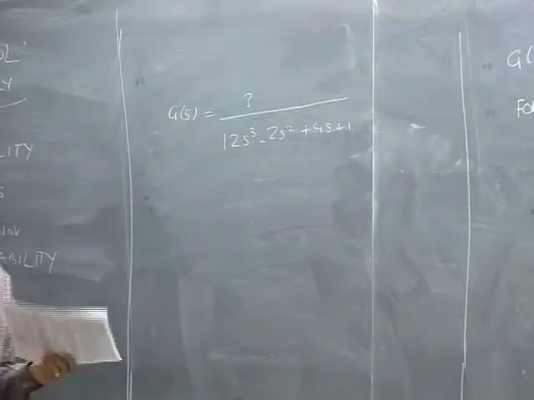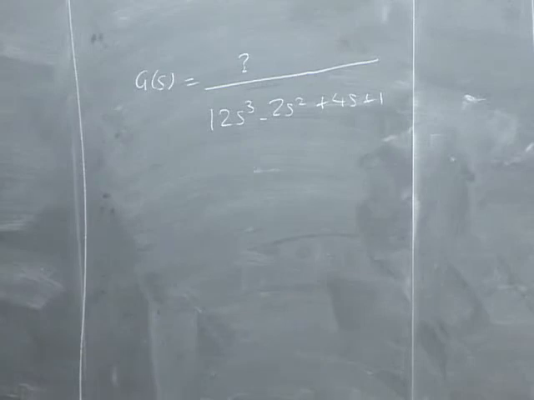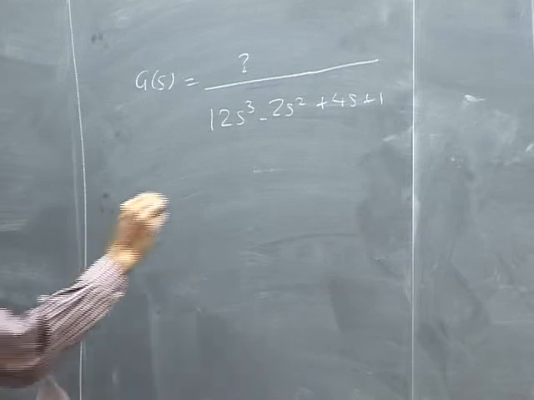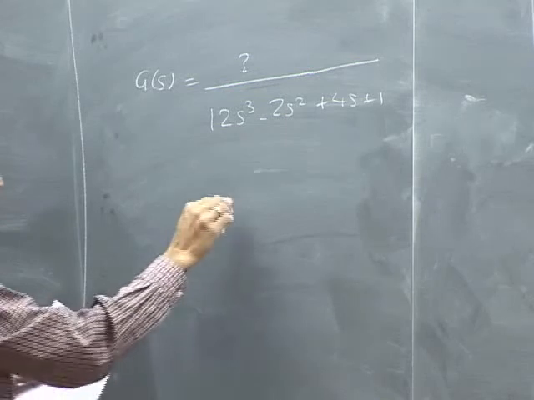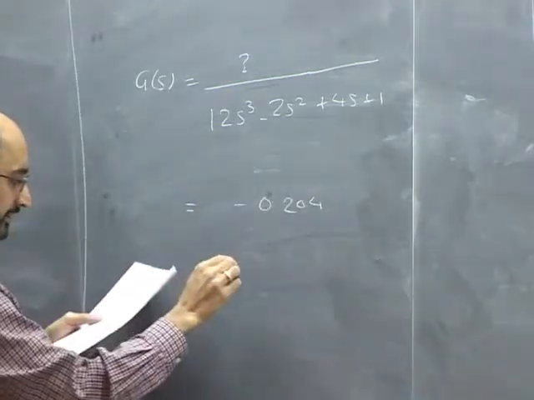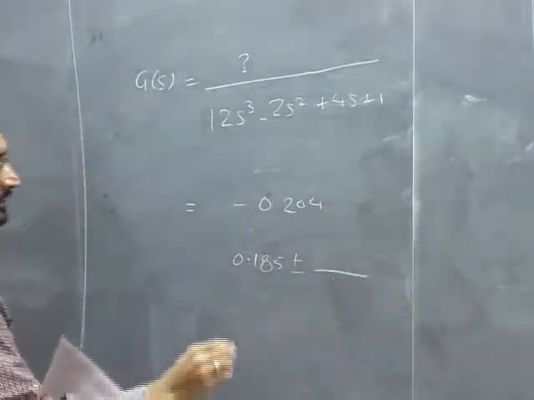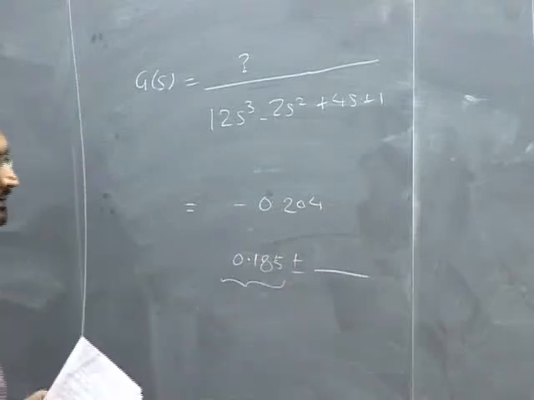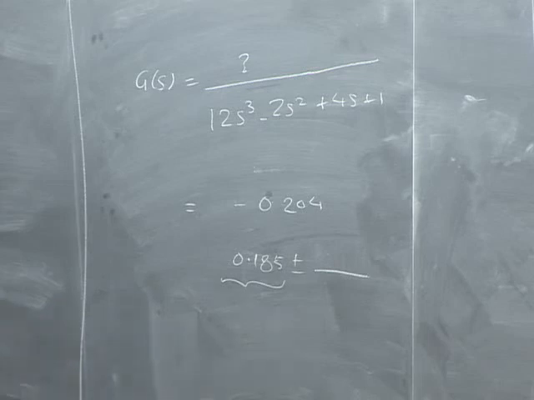There are places on the internet where you can just type in a polynomial, and it tells you what the roots are. Root finding is a pretty well understood numerical algorithm, so there's no need to know how it's done. It's fairly complicated. But at any rate, the roots are minus 0.204, and then a complex conjugate pair, which is 0.185 plus or minus something. We don't really care; we just care about the real part. The real part is on the right-hand side of the half plane, and consequently this is going to be an unstable system. So you can see how easy it is.